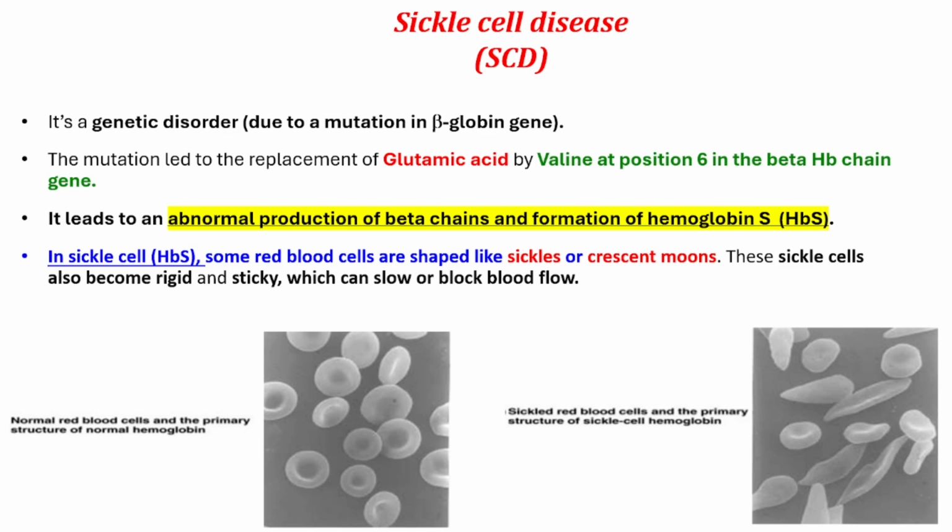So as you can see here, even the shape of this hemoglobin, we call it hemoglobin S. It's no longer hemoglobin A. It's hemoglobin S. It has the shape of a crescent moon, and it's no longer a round, biconcave shape. So it differs. Clear?